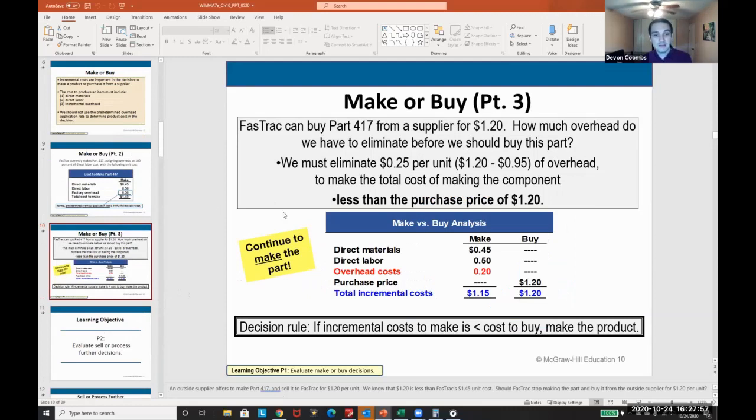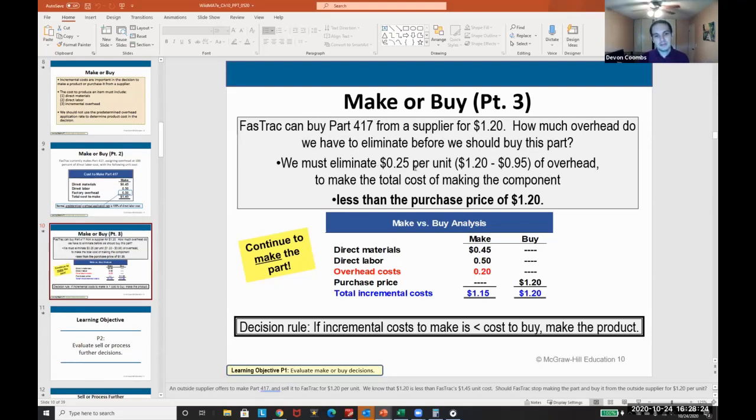And so if we do make versus buy analysis, we're saying we can buy the same part from a supplier for $1.20. So how much overhead do we have to eliminate before we should buy this part? And so we're saying here, we can't change the direct materials. We can't change the direct labor. What we have to figure out is how much, if we stop doing this, how much could we change the actual overhead? What's actually fixed, right? What's the sunk cost versus what is something that we can control?